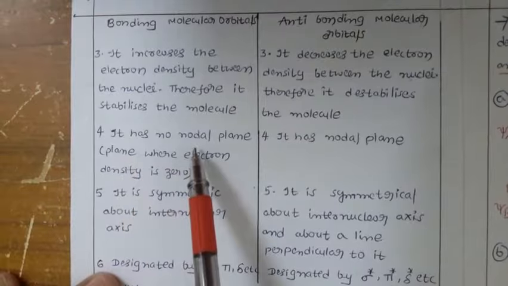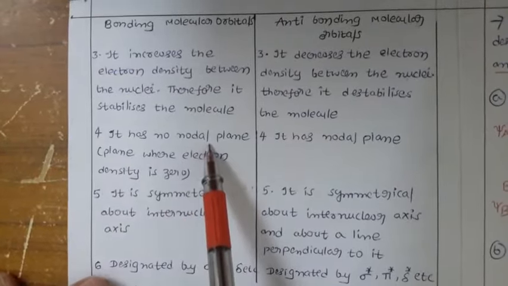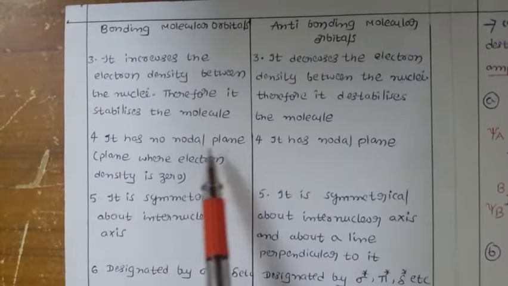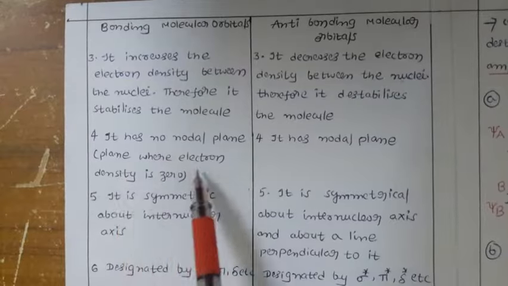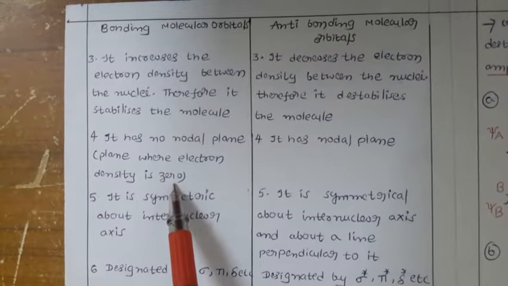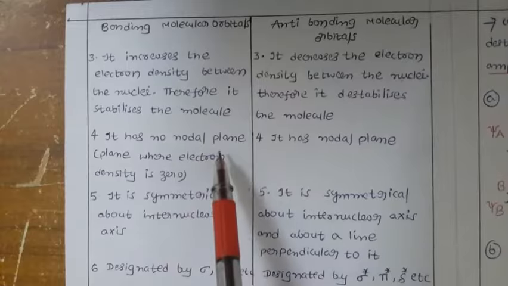Now, it has the nodal plane. What is the meaning of nodal plane? I will show how we have the nodal plane in the next diagram. Generally, a nodal plane is a plane where the electron density is 0. It is exactly opposite to an orbital. An orbital is where the probability of finding the electron is maximum. Now nodal plane means what?